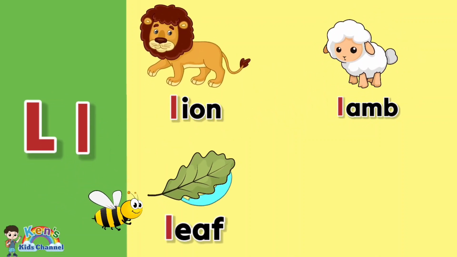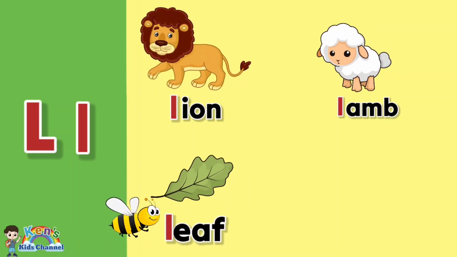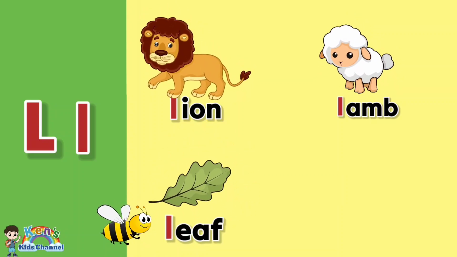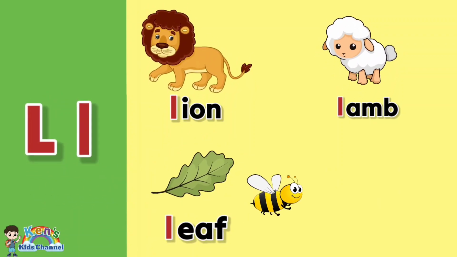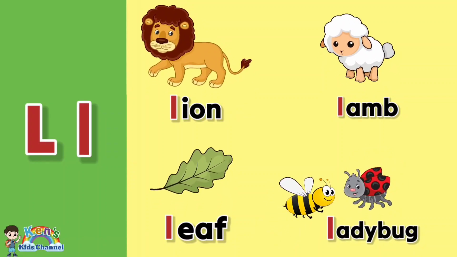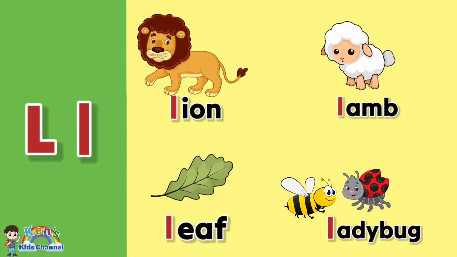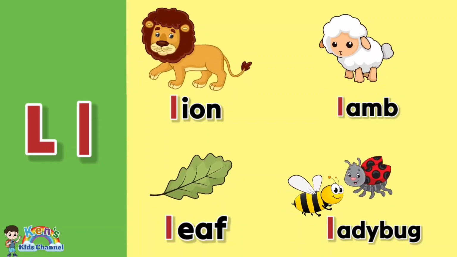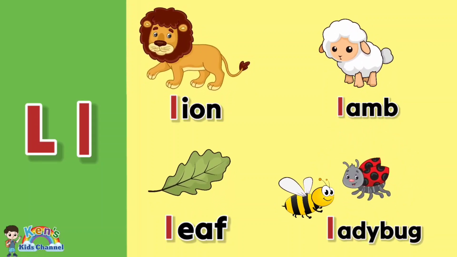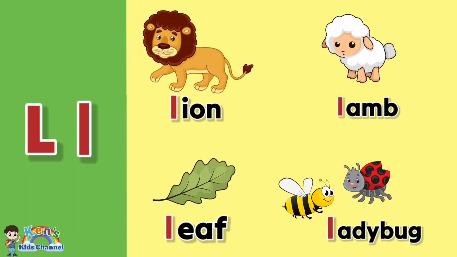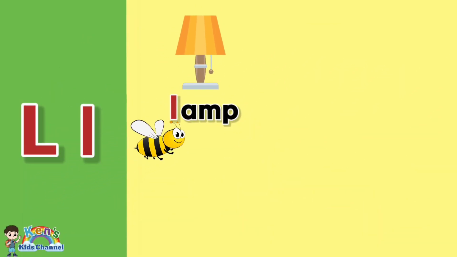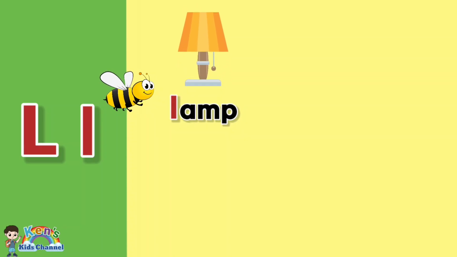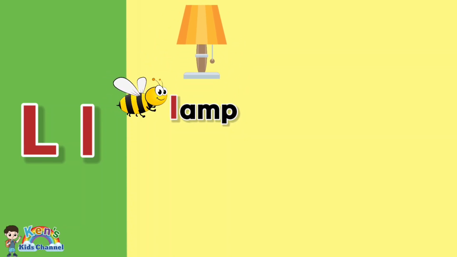L is for leaf. Ooh, ooh, leaf. L is for ladybug. Ooh, ooh, ladybug. Hooray! L is for lamp. Ooh, ooh, lamp.